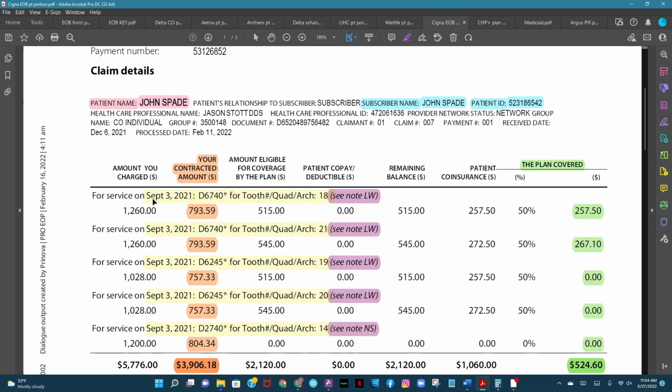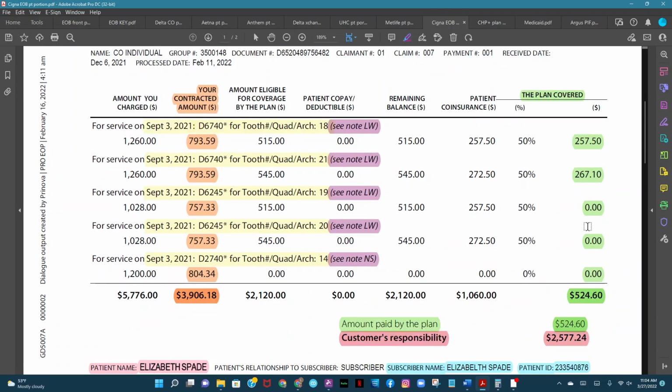Next, we're going to look for date of service, September 3rd of 2021. And these are the codes down here, okay? So it's just split out a little bit differently. And then the tooth, quad, arc number follows after it as well, okay? All right, so we're going to go to the insurance coverage.